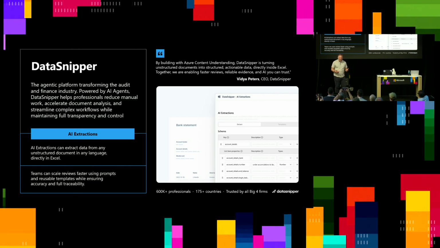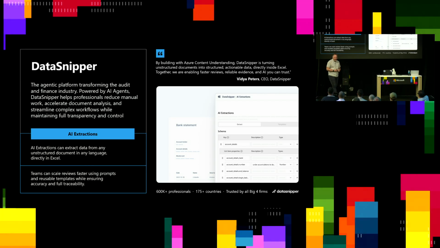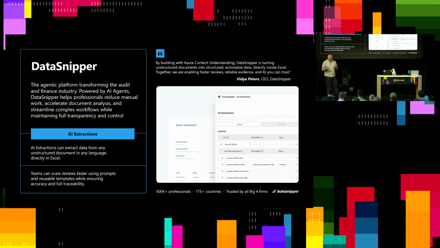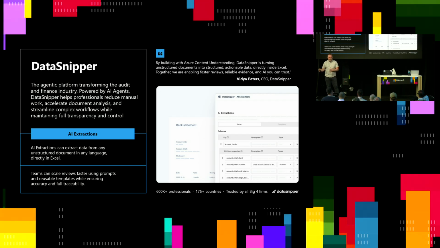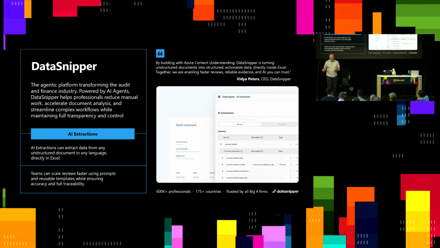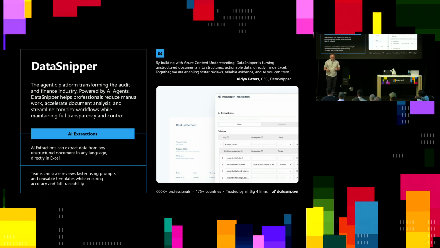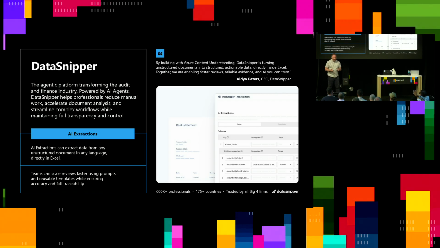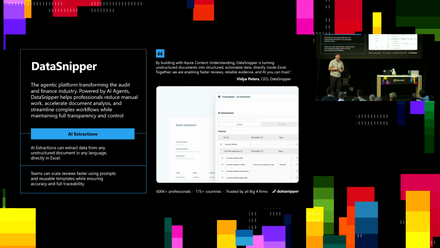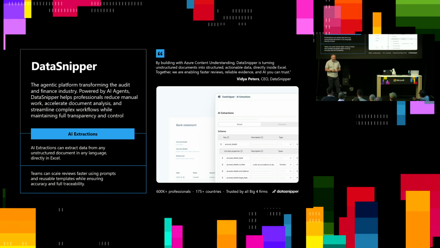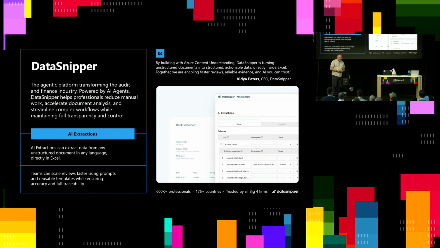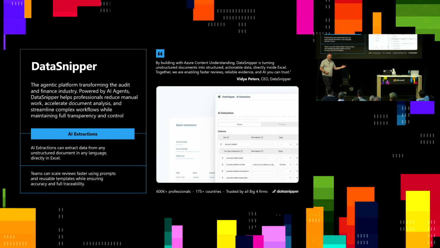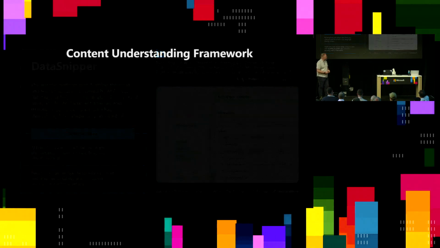Also, DataSnipper is an agentic platform for audit and finance. They use Content Understanding to power their AI extraction capability, and it allows them to take any kind of document and bring it directly into Excel, where financial professionals want to live, in structured format. They talk about it as enabling faster reviews, more reliable evidence, and trustworthy AI. So with that context, we're going to dive deeper into what Content Understanding is, and then we'll come back to see the agent in the demo in practice.